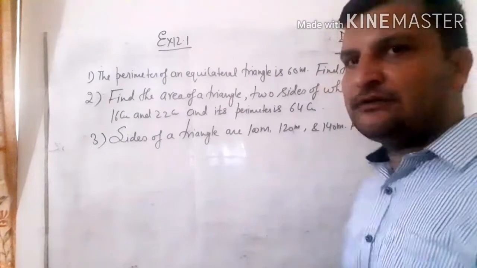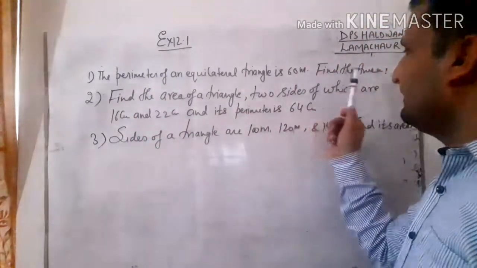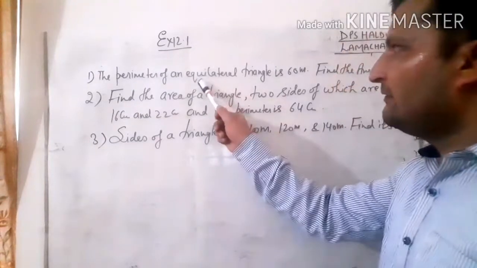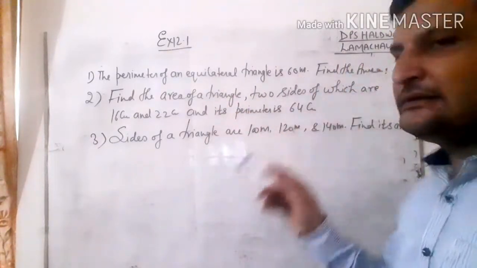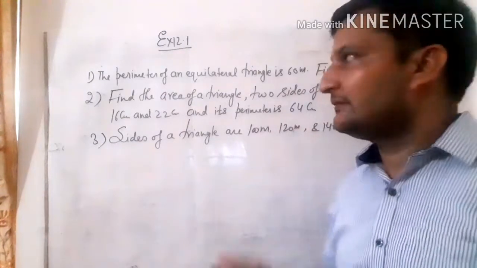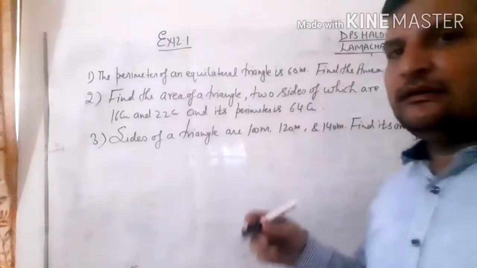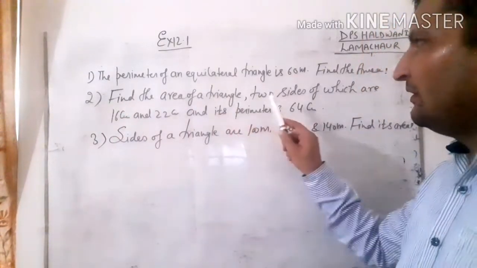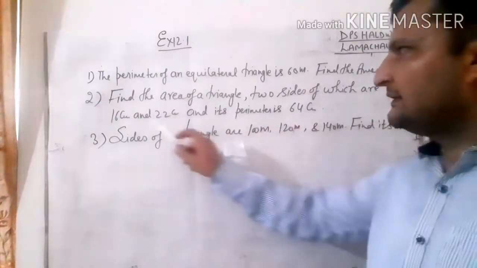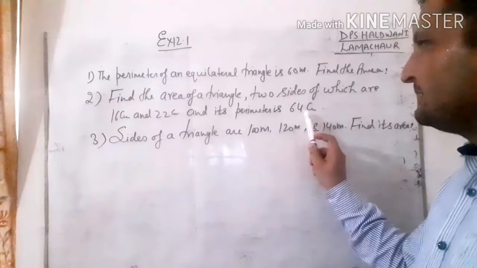These 3 questions are, first one is, the perimeter of an equilateral triangle is 60 meter, find its area. Means it is given that the perimeter of an equilateral triangle is 60 meter, and then find its area. Means first you have to find the sides, and then find S, and then find the area of this triangle. Second question is, find the area of a triangle, 2 sides of which are 16 and 22 centimeter, and its perimeter is 64 centimeter.